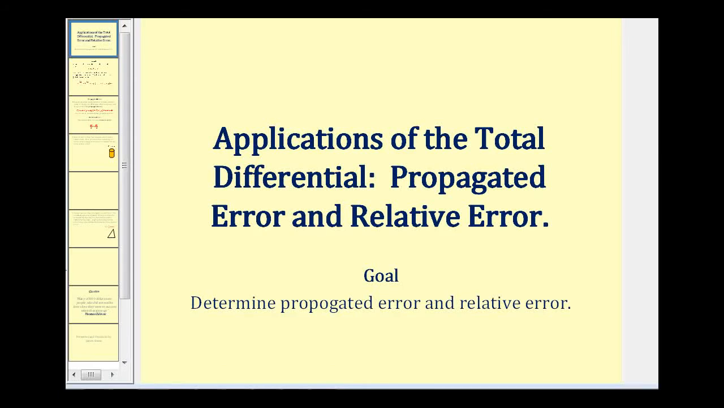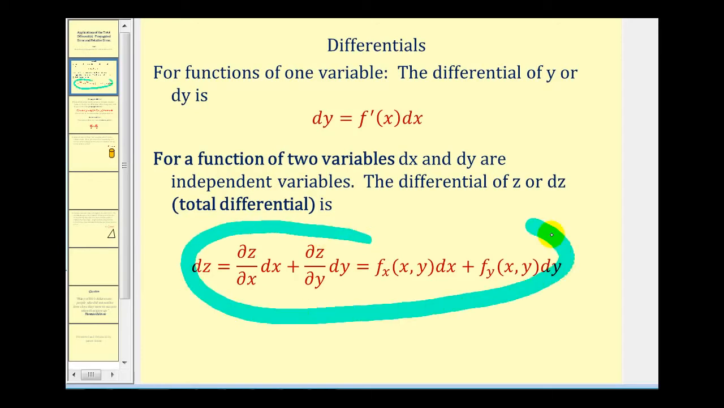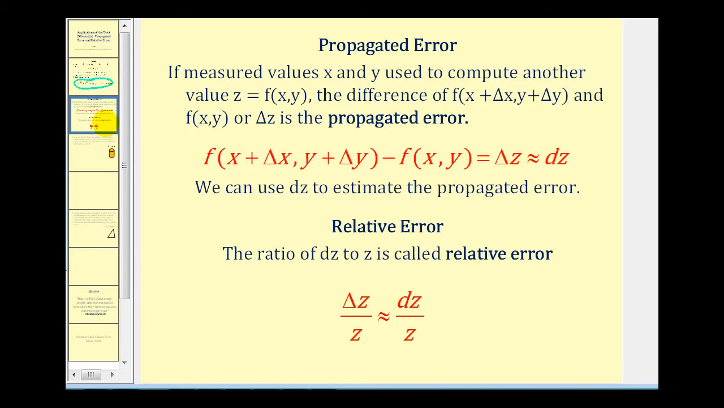Welcome to a video on the applications of the total differential. We'll be taking a look at propagated error and relative error. So in the previous video we talked about differential z when z is defined in terms of two variables x and y. So if you're not familiar with the total differential, you may want to take a look at that video first. What we're going to do in this video is take a look at applications of using the total differential. First we're going to talk about propagated error.